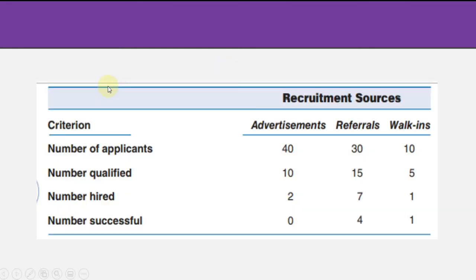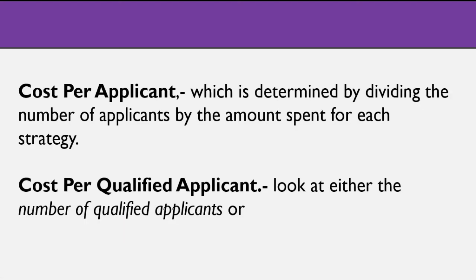Cost per applicant. Okay, let's just review kung may skip tayo. We have cost per applicant, which is determined by dividing the amount spent by the number of applicants for each strategy. Halimbawa, nag-produce ka ng isang leaflets or newspaper ads. Para ma-identify mo kung yung strategy ba na ginawa mo is effective, i-divide mo yun sa number of applicants na nag-apply. So, na-identify mo kung yung strategy mo ba is akma or efficient or effective.